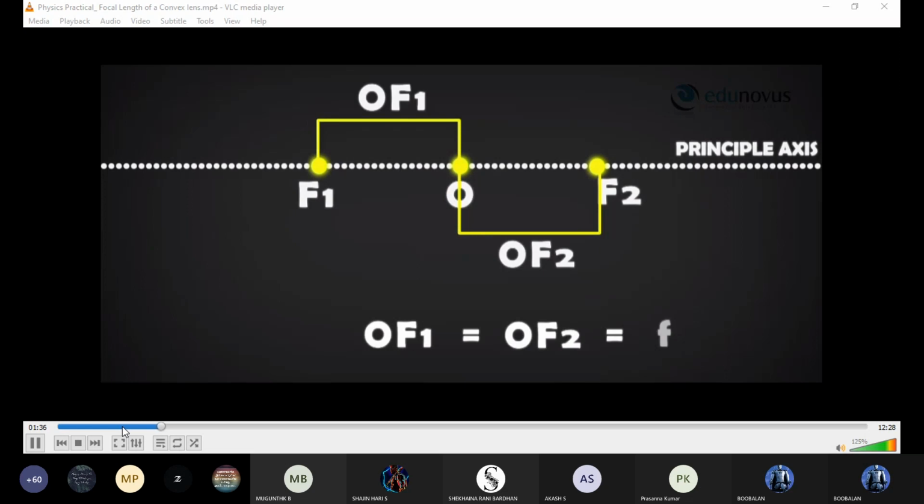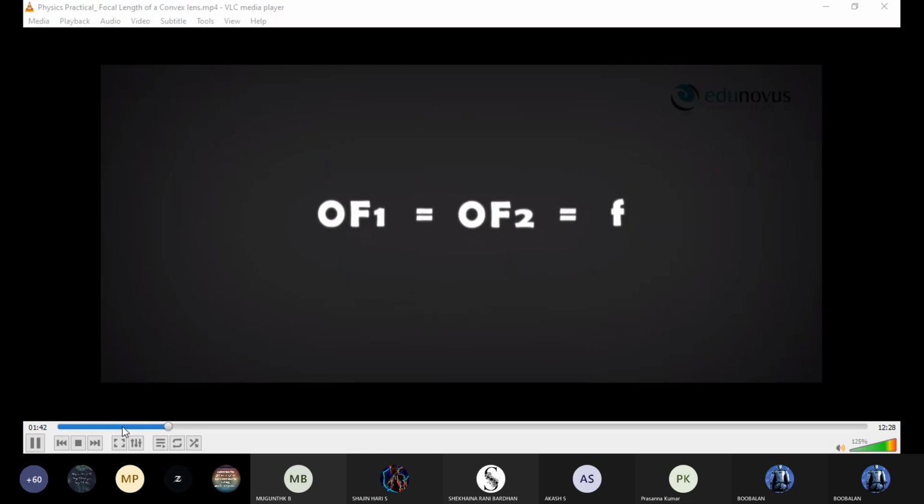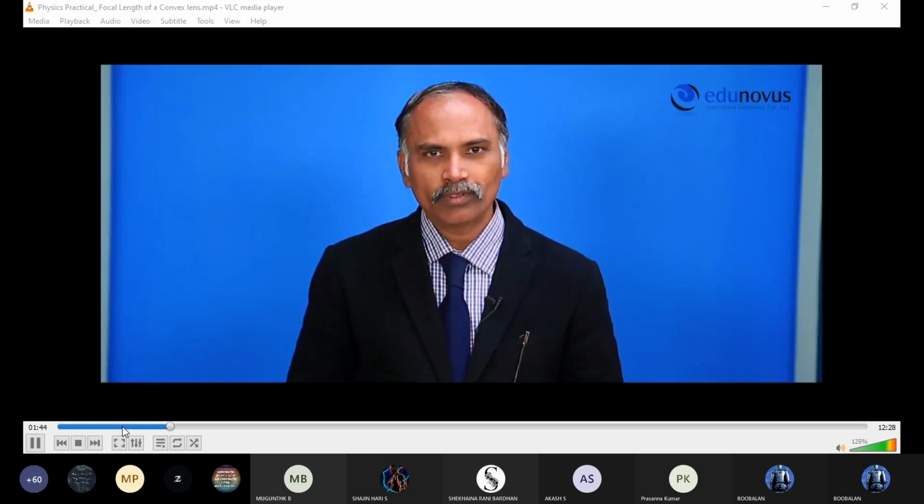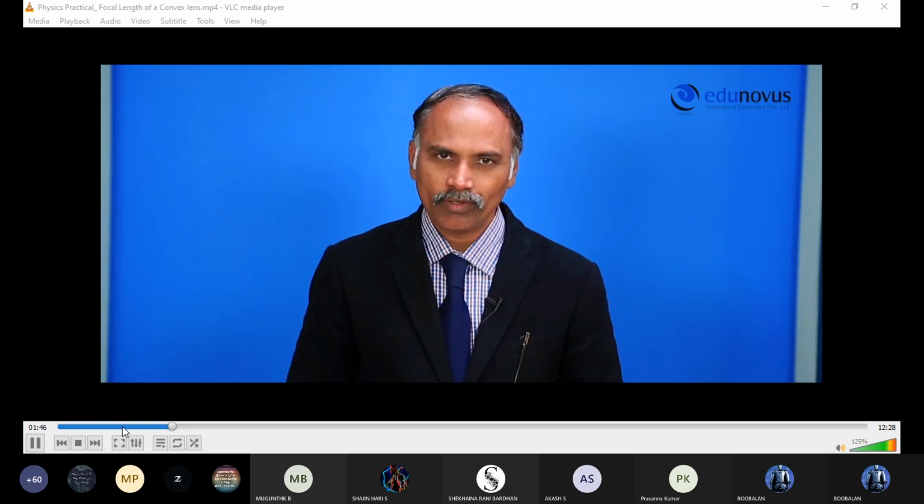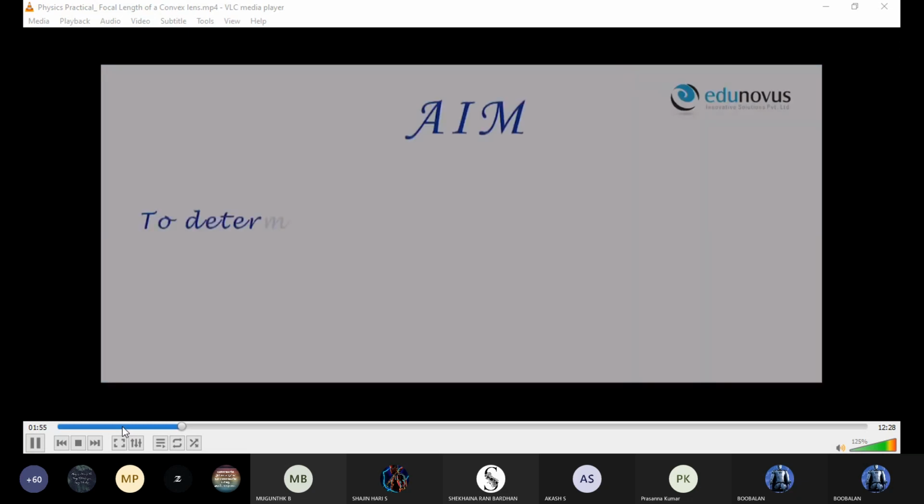The distance between the optical center O and one of the principal focus of the lens is called focal length. Hope you got a clear picture about the terminology associated with the convex lens. Now, let us go through the aim and apparatus required to perform this experiment. Aim: to determine the focal length of a convex lens.